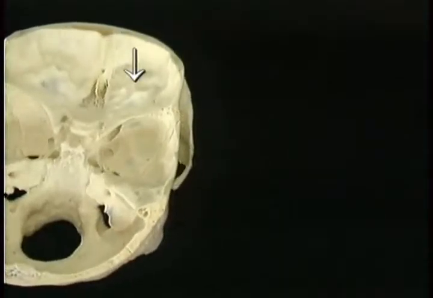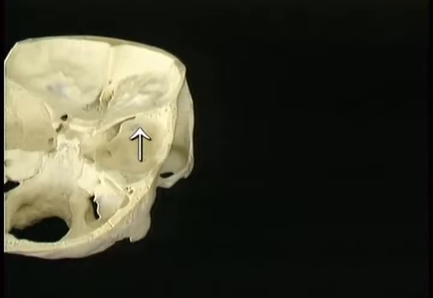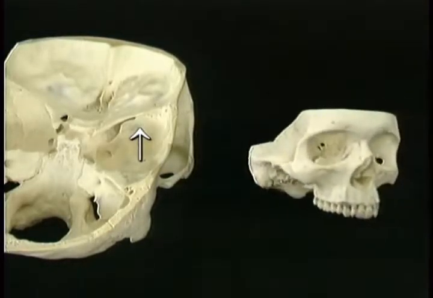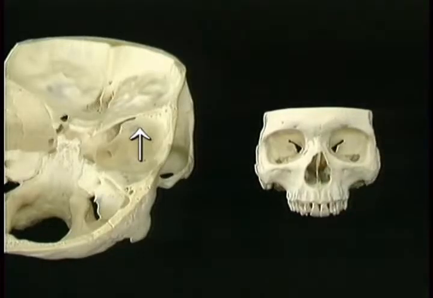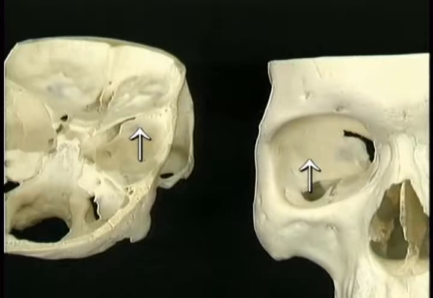We've seen that this is the roof of the orbit. The bone that forms the anterior wall of the middle cranial fossa also forms part of the orbit. It forms this posterior part of the lateral orbital wall.